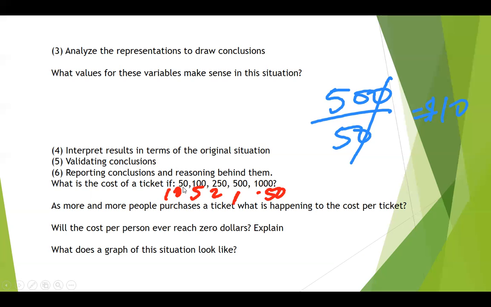Then we will go on and look at the graphical representation, and we can dig deeper in this lesson. We could talk about the vertical asymptote and the horizontal asymptote. But this is basically a blueprint so that they will be able to answer word problems.